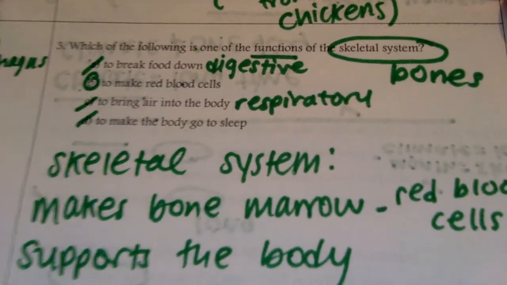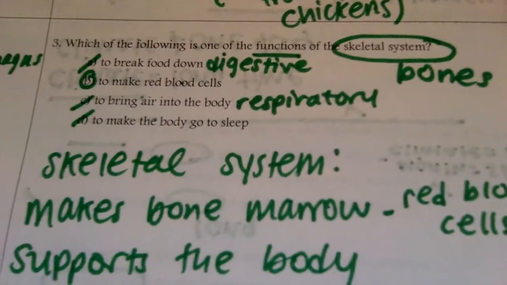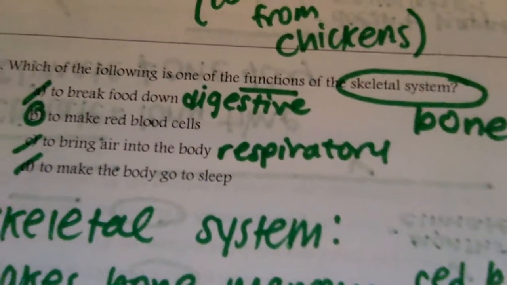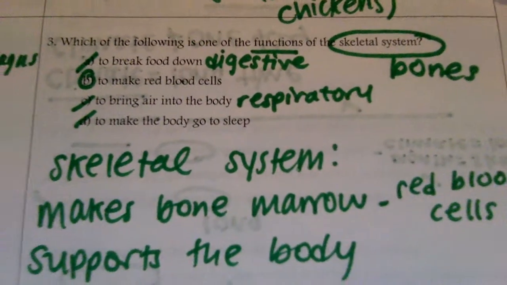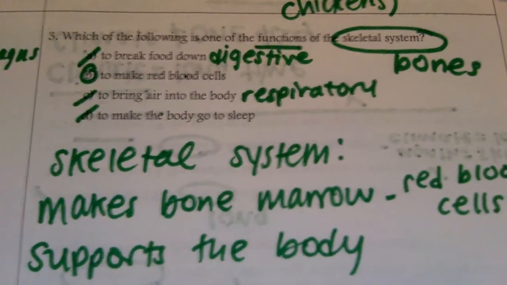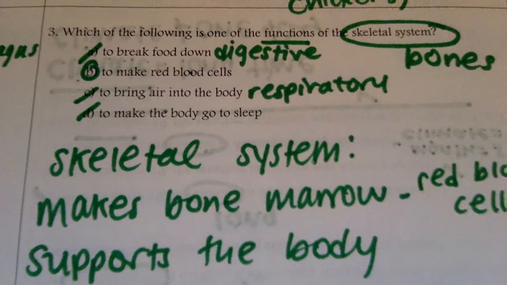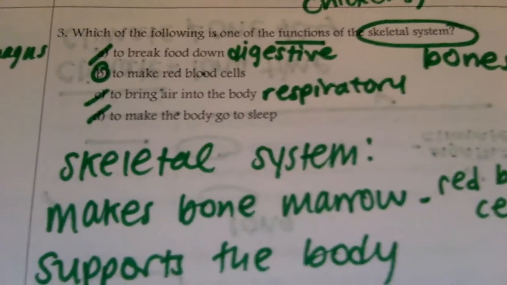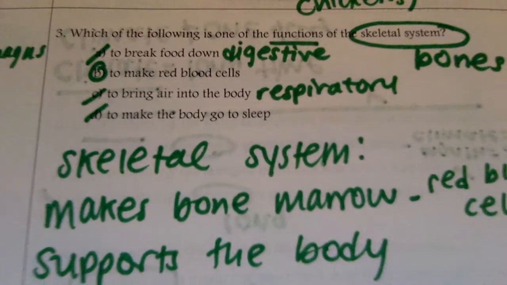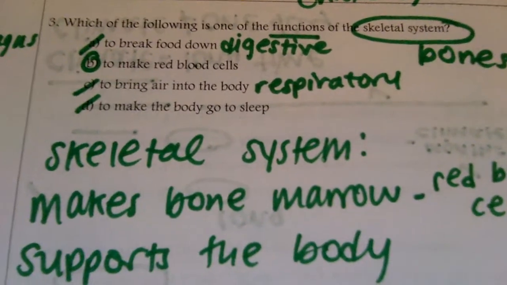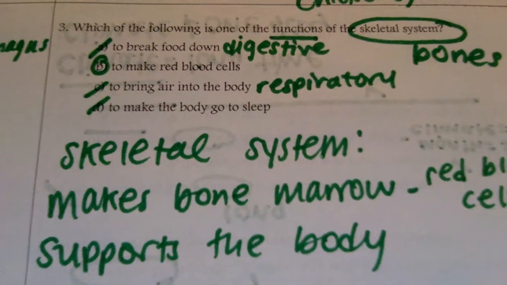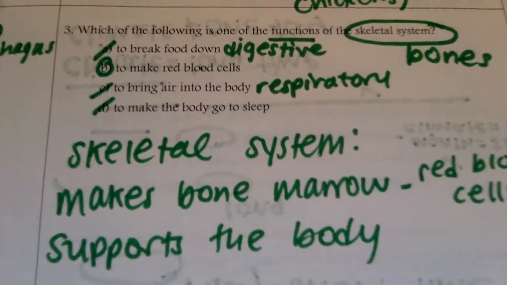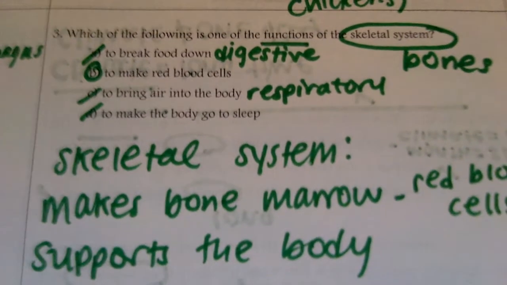Number 3, which of the following is one of the functions of the skeletal system? So again, the word function means what does it do? We know that the skeletal system is talking about bones. This one's sort of hard because right from the beginning, we don't see any answer choices that tell us that the skeletal system supports the body, but we know that that's true. The skeletal system also has another job, and that's to make bone marrow, where we could find red blood cells. But let's go through our answer choices.